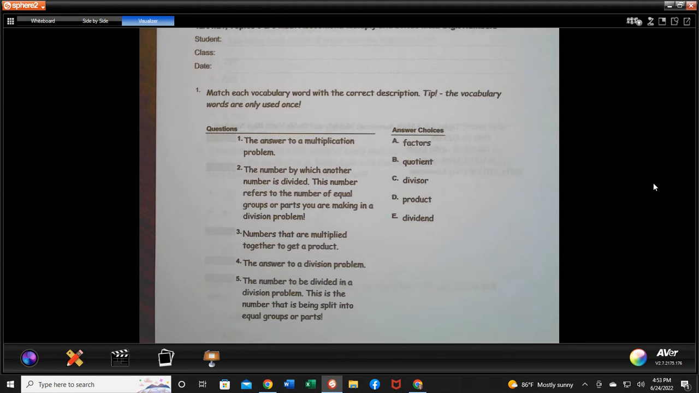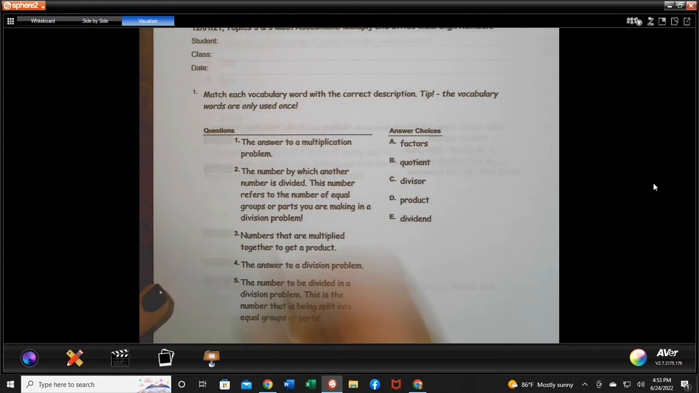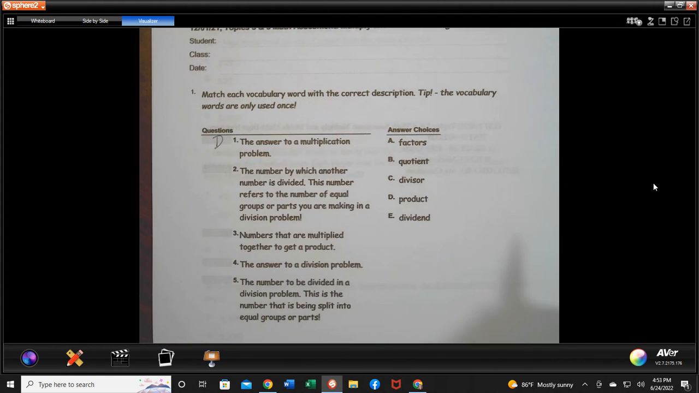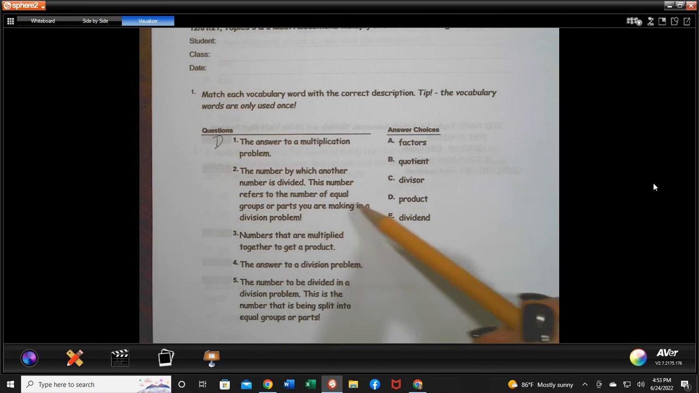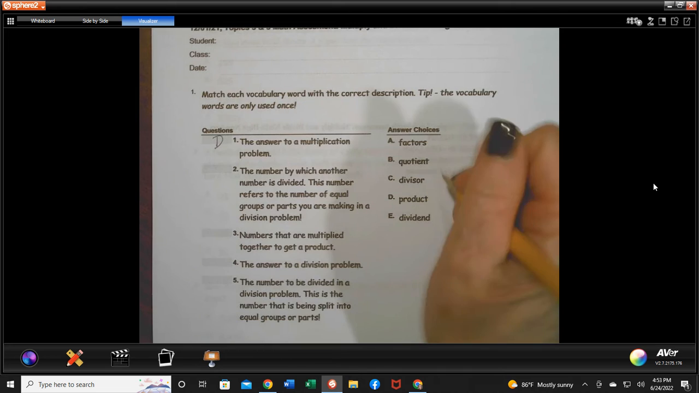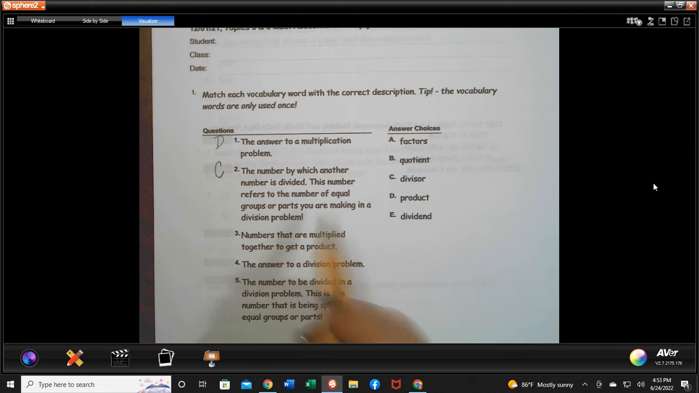So number 1, we're looking for the answer to a multiplication problem, and that is called a product. So your answer choice is D. Number 2, the number by which another number is divided. This number refers to the number of equal groups or parts you are making in a division problem. So you divide a number by the divisor. So that would be C. The divisor does the dividing.